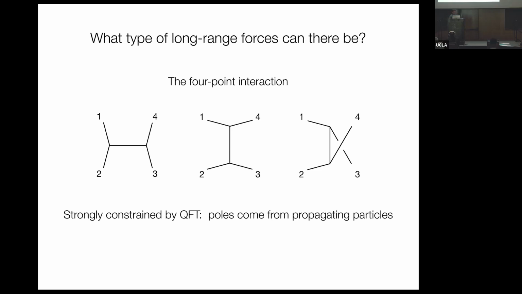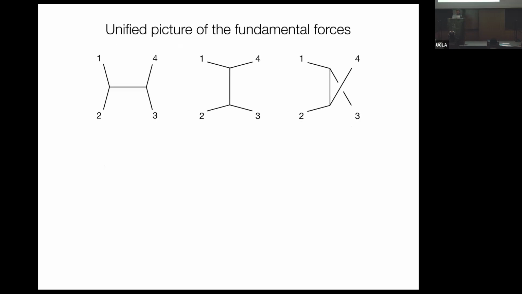But it turns out to be strongly constrained by the properties of QFT, namely the fact that space-time structure is built into it, and the properties of quantum mechanics. In particular, we will be honing in on one property, which is that poles in the mathematical function that describes this process have to come from propagating particles. They have to be interpreted as propagating particles. Sometimes this is called locality. So let's look at this in a little bit more detail.